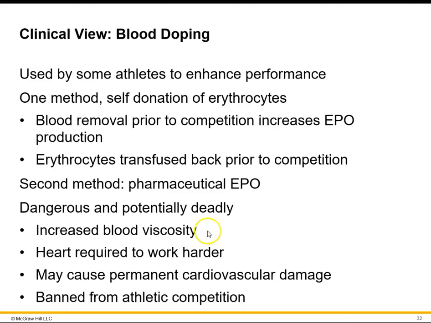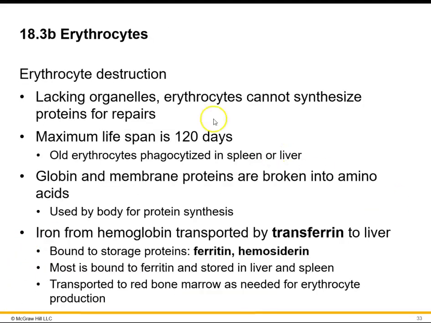Why? Well, you're artificially increasing your blood viscosity. So this is going to increase risks for things like stroke. The heart is going to have to work harder because you have more viscous blood, right? And that can damage the heart. In fact, you can have permanent cardiovascular damage from blood doping. And of course, in addition to physical safety, also for ethical reasons, blood doping is banned in athletic competition.